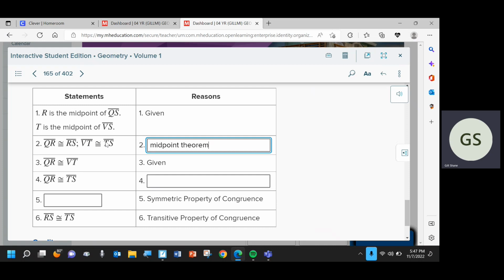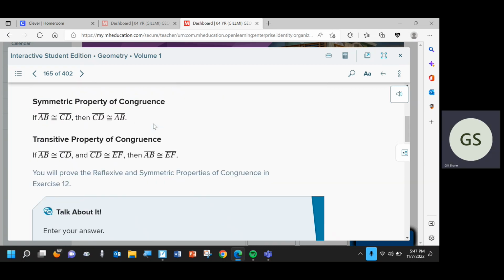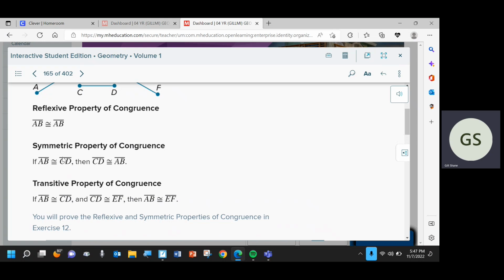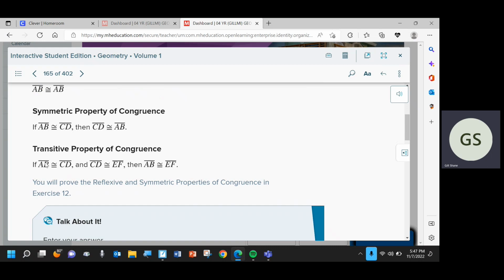The book actually uses something different, I believe, but it says right here that VT is congruent to TS. So we're just going to replace VT with TS. That's substitution to me. I think in the book it uses the reflexive property, which is this property up here. Symmetric property: if AB equals CD, then the opposite is true, CD equals AB. Transitive property would be if this equals this, and then if this equals something else, then the first thing and the third thing are also equal to each other.